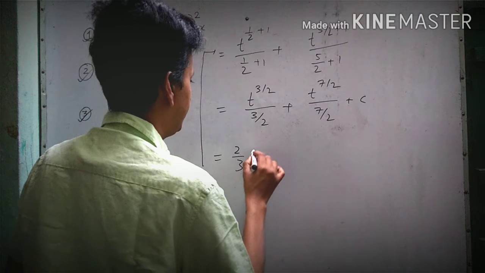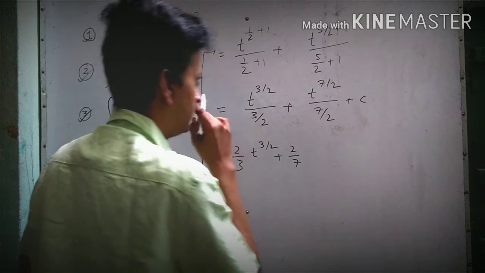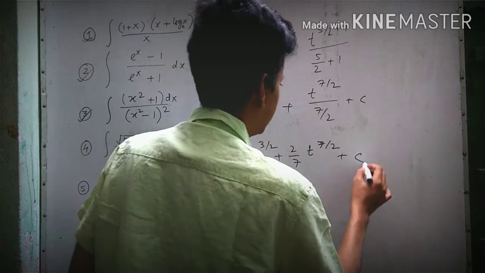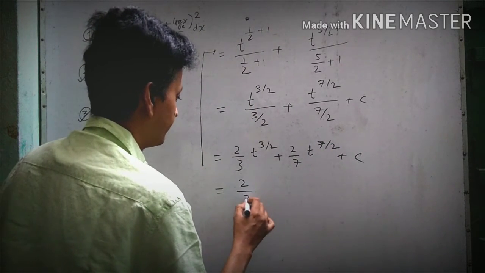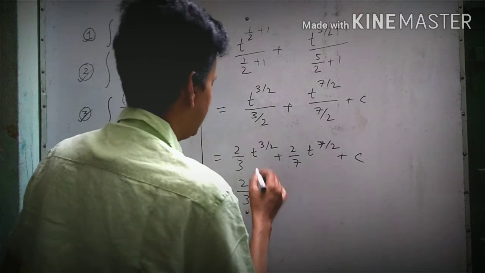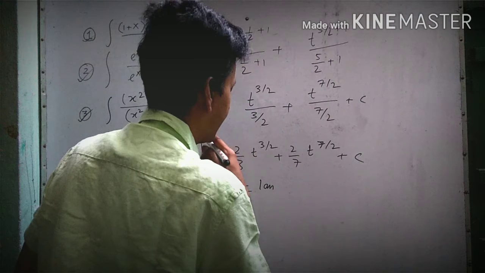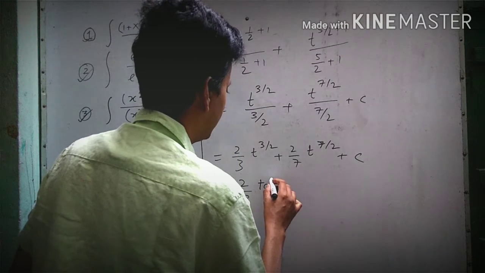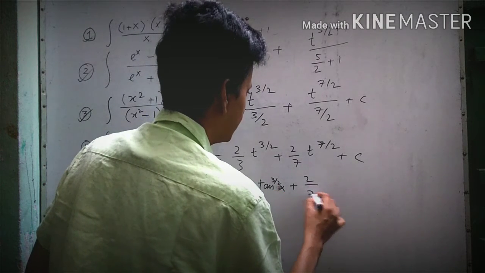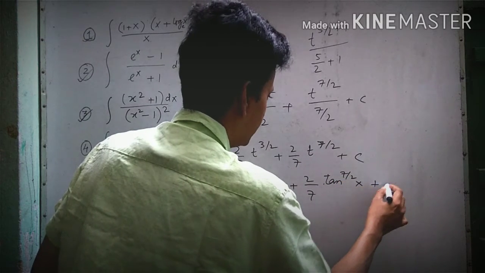Therefore 2 by 3 into t to the power 3 by 2 plus 2 by 7 into t to the power 7 by 2 plus c. Now we put the value of t, that is tan x. So 2 by 3 into tan x to the power 3 by 2 plus 2 by 7 into tan x to the power 7 by 2 plus c.